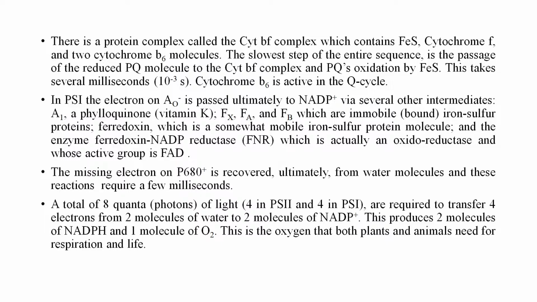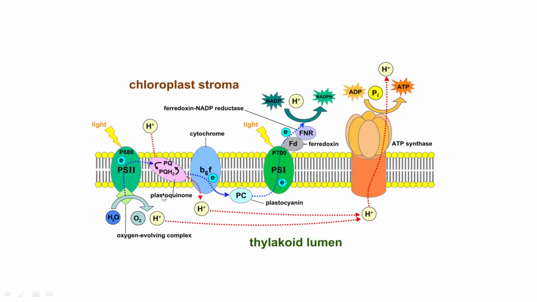It takes several milliseconds. In PS1, the electron on A0 is passed ultimately to NADP plus via several other intermediates like A1, phylloquinone, and FX, FA, and FB, which are immobile iron sulfur proteins. And the missing electron on P680 is also recovered ultimately from water molecules. Here we can see the lost electron is recovered from the water molecules. The electron lost by PS2 through the photons is recovered through the splitting of water molecules.